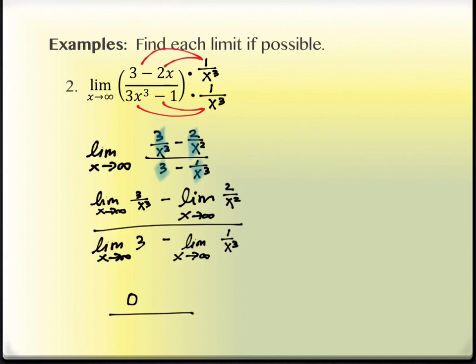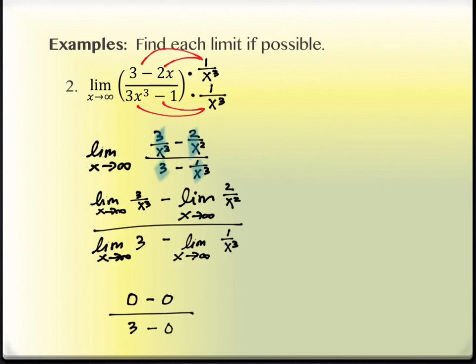What is the limit as x goes to infinity of 2 over x squared? 0. What is the limit as x goes to infinity of 3? 3. And the limit as x goes to infinity of 1 over x cubed? 0. We have 0 on top. We do not have 0 on bottom.